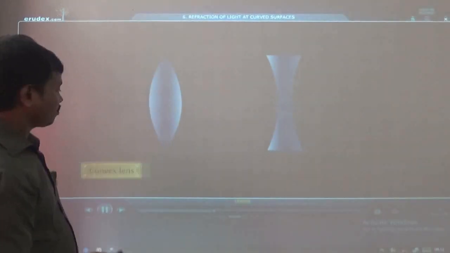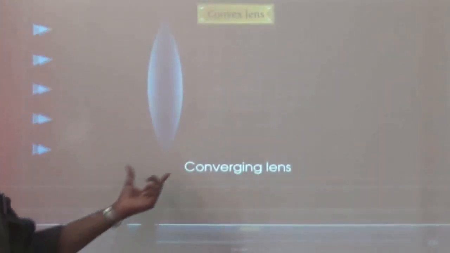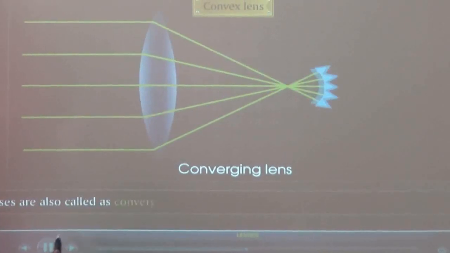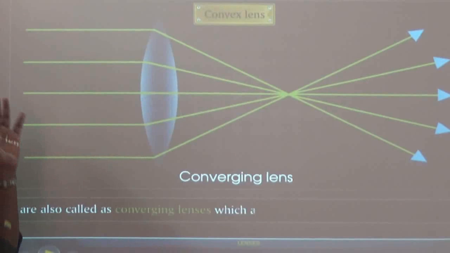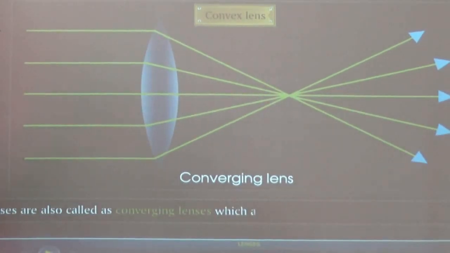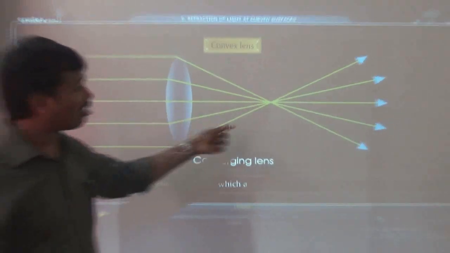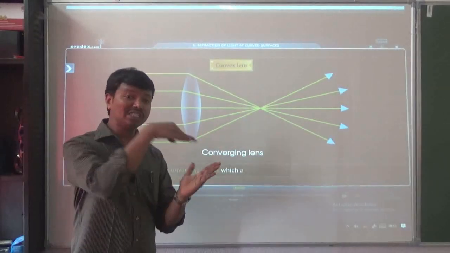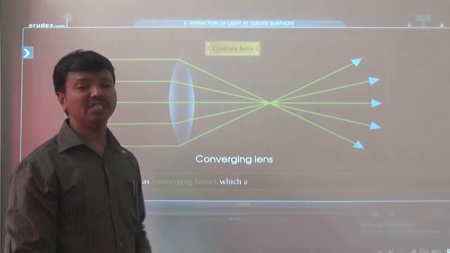That is the convex lens, and this is the concave lens. A convex lens is also called a converging lens. Why is it called a converging lens? Because when parallel light rays coming from an object at infinite distance are incident on the convex lens, they meet at a point. Converging means meeting at a point on the principal axis. So it is called a converging lens.